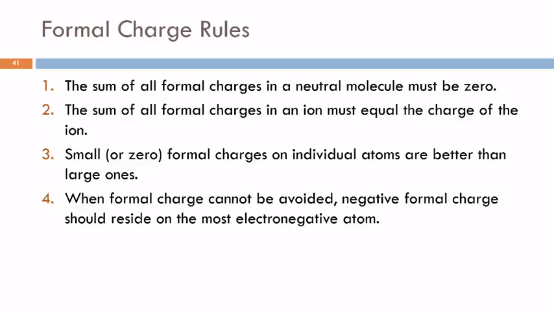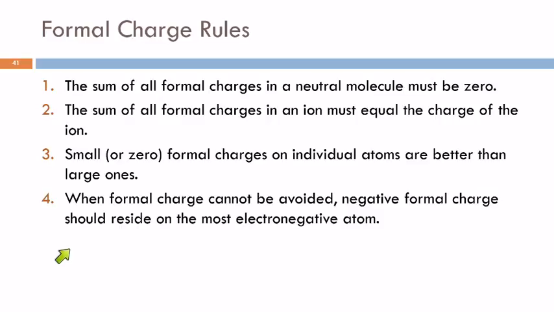There are some rules here where we use those formal charges to decide on a Lewis structure. So if you're doing it correctly, the sum of all formal charges in a neutral molecule has to be 0. And in an ion, the sum of the formal charges equals the charge on the ion. We prefer to have small or 0 formal charges. So when we're comparing two Lewis structures, we identify the formal charges, and we're looking for the one that has the smallest or 0 formal charges. Sometimes you can't get them all to be 0. There's going to be formal charge.